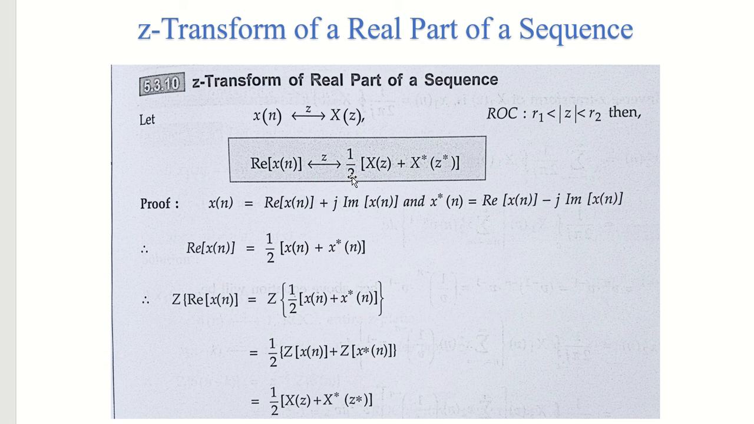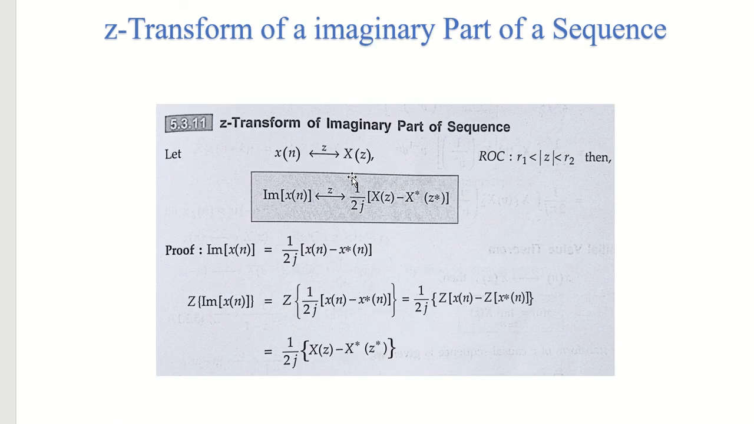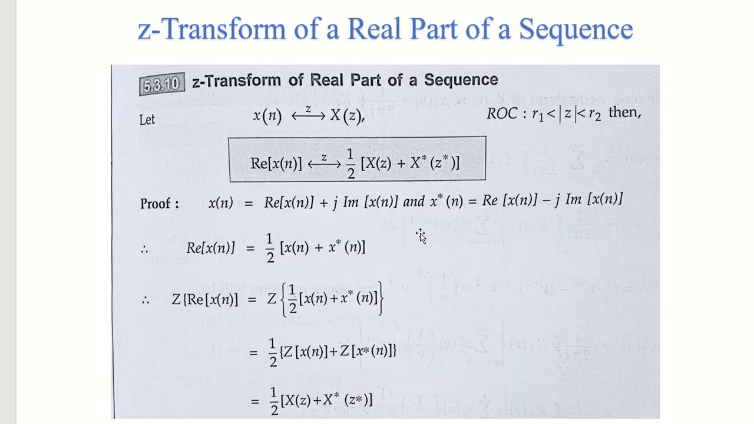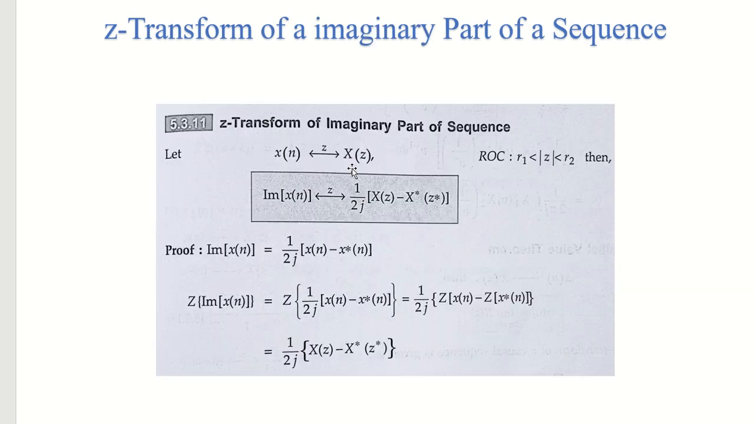Now let's see the imaginary part as well. So what is the Z transform of the imaginary part of a sequence here? We'll do the same. Instead of plus, we will have minus here. Here we had plus, so we will have minus. Instead of this 1 by 2, we will have 1 by 2j, because it is a complex number and it is the imaginary part, so we will have j multiplied with it. So whenever we take the Z transform of the imaginary part of my complex variable or complex signal, the Z transform of it will be 1 by 2j times x of z minus x conjugate of z conjugate.